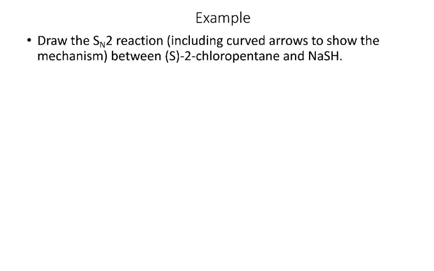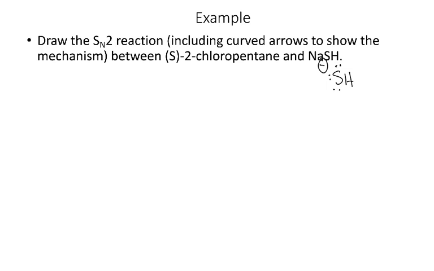Okay, in this example, we want to draw the SN2 reaction between S-2-chloropentane and this nucleophile. We also want to show the mechanism using curved arrows. Now remember from the acid-base chapter, when we have sodium in a compound, that sodium is going to be a counter ion, right? And so my nucleophile is really this species.